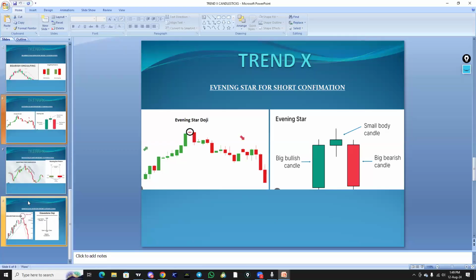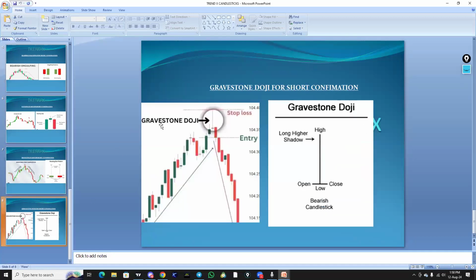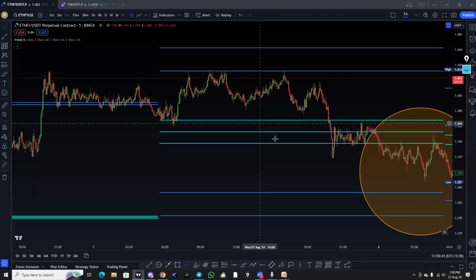Okay, so now I showed you the shooting star. The last candle is the gravestone doji. So here also you can see we have two different types, correct? We don't have a wick here, we have a wick here. So both are the same. I was showing a dragonfly doji earlier, it's just the opposite direction. This is for a short.